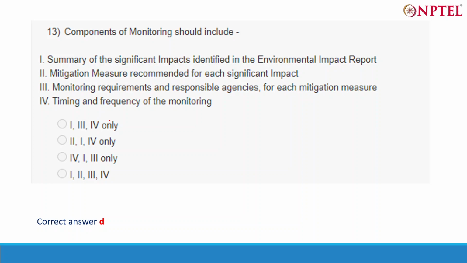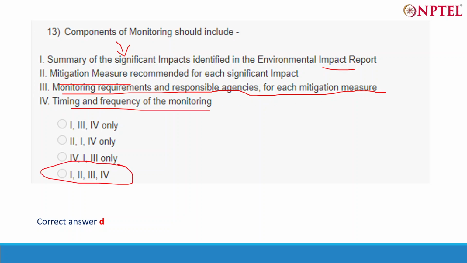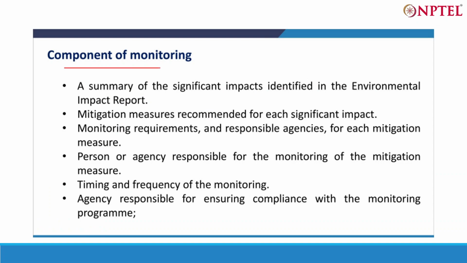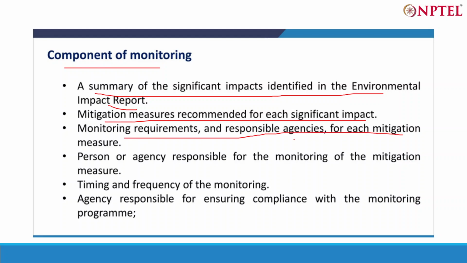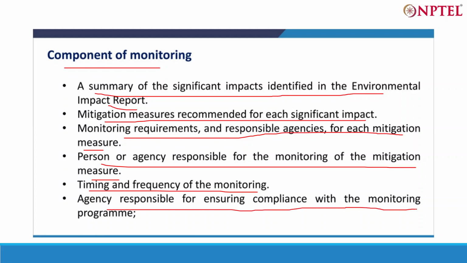Then there are components of monitoring. It should include a summary of significant impacts identified in the environmental impact report. Then we have mitigation measures, monitoring requirements and the responsible agency for each mitigation measure, and timing and frequency of the monitoring. All of those are part of the monitoring system itself. So in the slides: components of monitoring, a summary of the significant impacts identified in the environmental impact report, mitigation measures recommended for each significant impact, monitoring requirements, responsible agencies for each mitigation measure, person or agency responsible for the monitoring of the mitigation measure, timing and frequency of the monitoring, and agency responsible for ensuring compliance with the monitoring program.